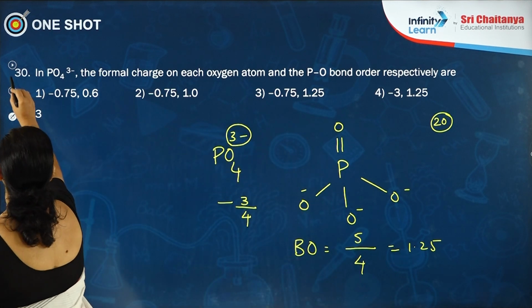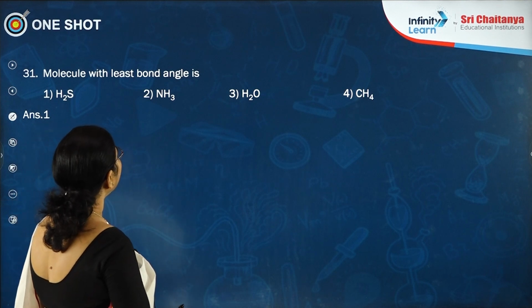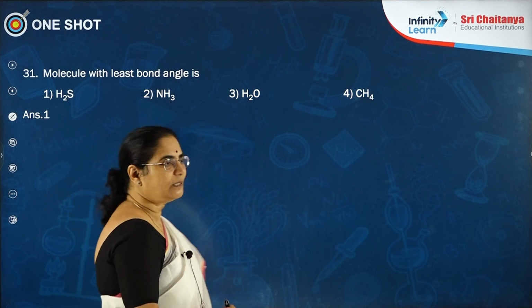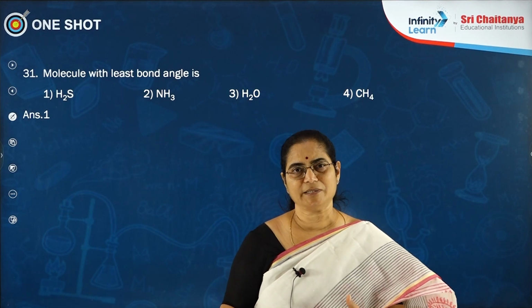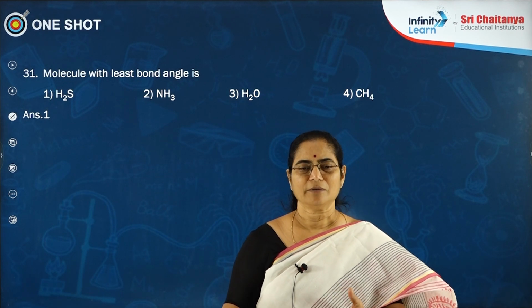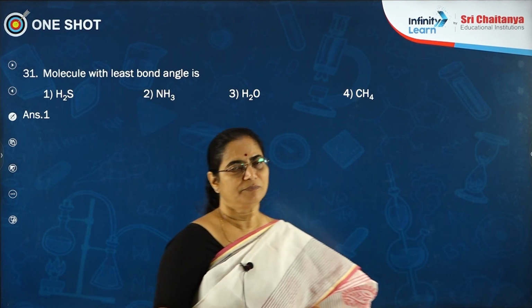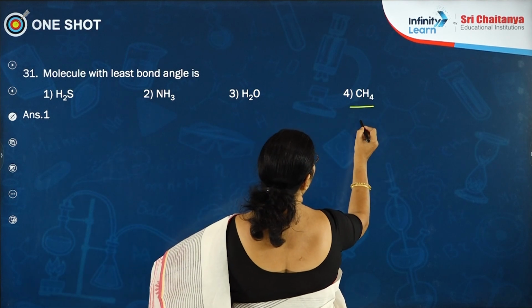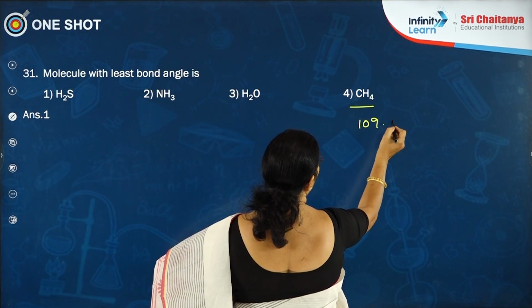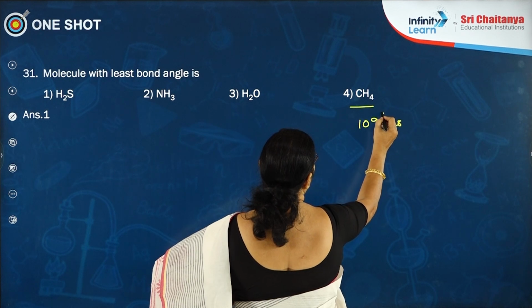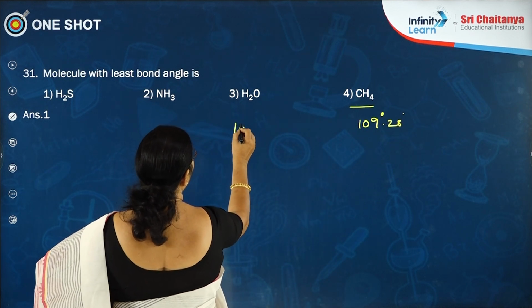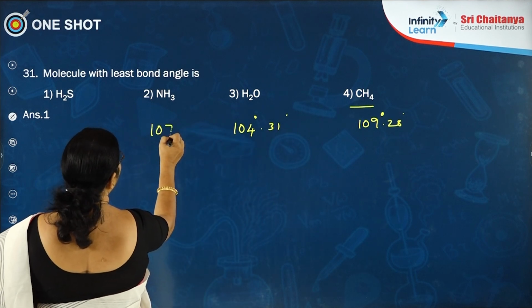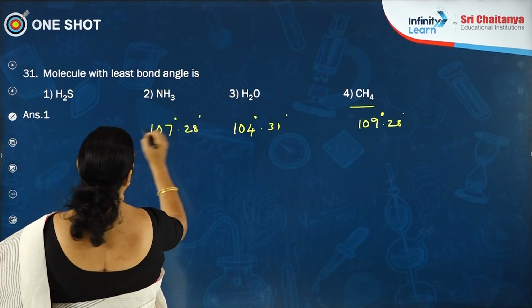Next one, molecule with least bond angle. Now, if you compare these bond angles, least bond angle, we decide the bond angle based on hybridization. And of course, dipole moment also helps in deciding the bond angle. For example, if you take methane, sp3 hybridization, so approximately 109 degrees 28 minutes. And now water is 104 degrees 31 minutes. Ammonia approximately 107 degrees.